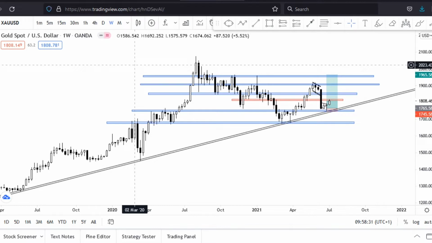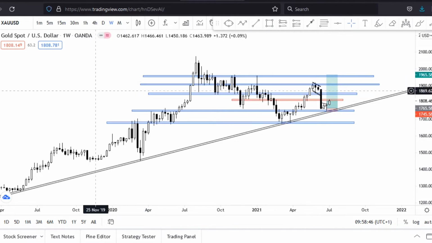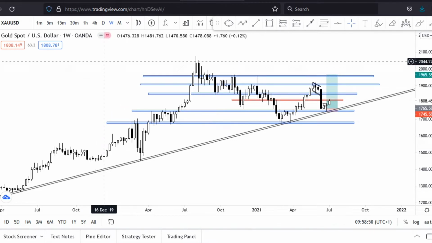Today I want to take us through my analysis for the upcoming week, and I'll be talking about four major pairs as usual: gold, Euro USD, GBP USD, and GBP JPY. So, as usual, I'll start with gold and start with the weekly and top-down analysis from the weekly time frame down to the 4-hour time frame.